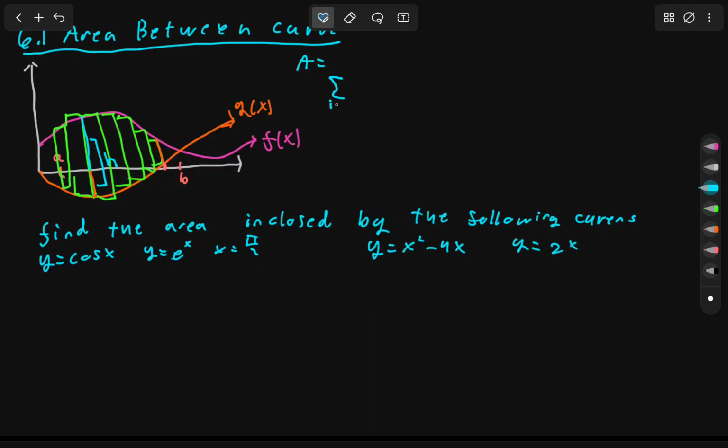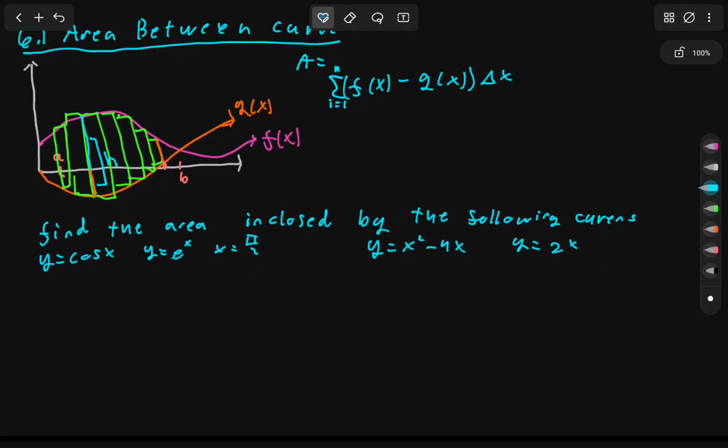So we really get that this is going to be the sum from i equals 1 to n of the height f of x minus the height of g of x, and multiply that by the change in x. Now this is just an approximation, so if we want to get the exact area, we can now take the limit as n goes to infinity.